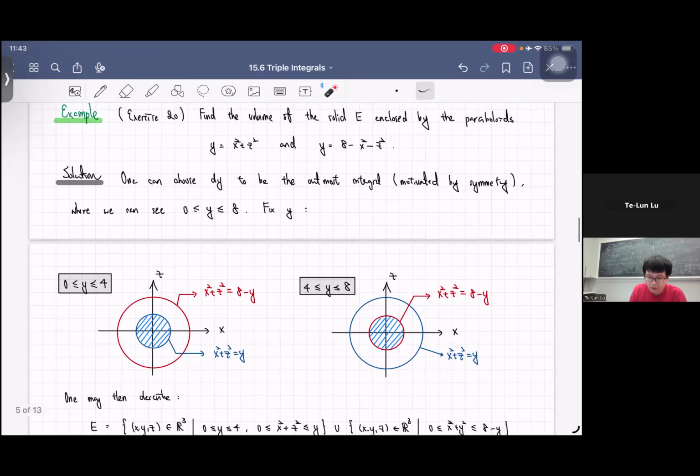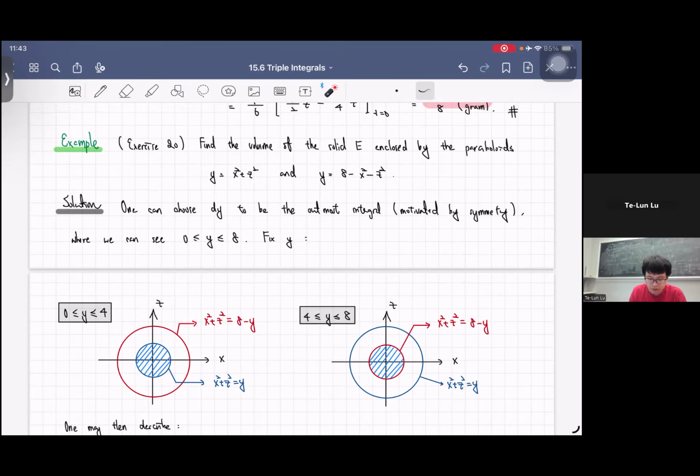So first of all, we see that when y is less than 4, then this guy will be less than this guy, right? So the blue curve will be x squared plus z squared equal to y, and the red curve will be x squared plus z squared equal to 8 minus y for this fixed y. Okay, so that is the case where the upper ball actually has a larger radius when y is less than 4. And for the upper version, when y is between 4 and 8, we see that the lower ball actually has a larger radius than the upper ball.